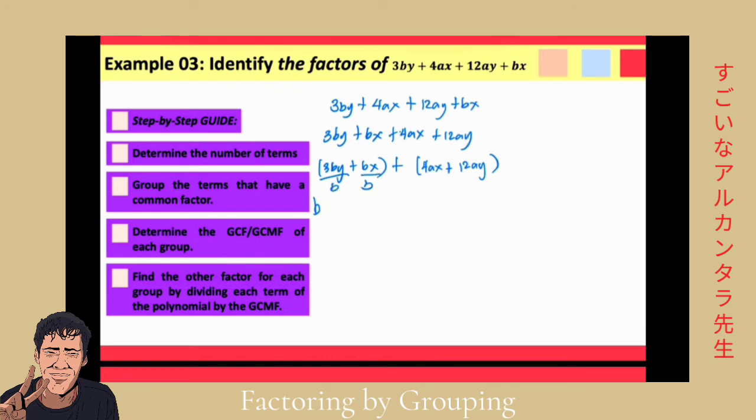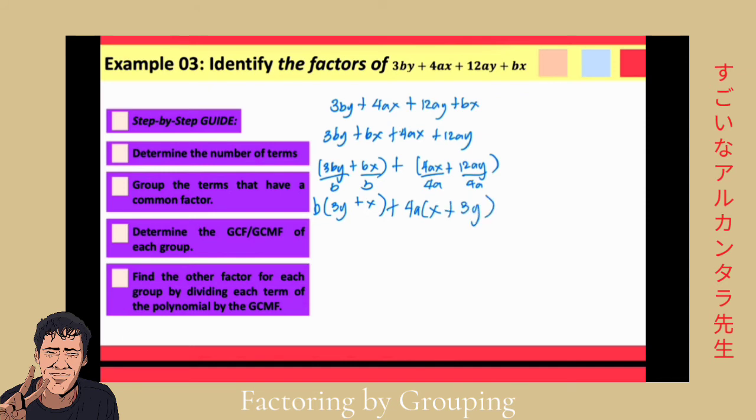Factor out the b. So this will be 3y plus x. Here for the first, the GCF that we can look at are the numbers, which is 4 and 12. So the GCF for that is positive 4. While for the variables, they both have a. So divide both terms by 4a. This will be x. And this will now become 3y.